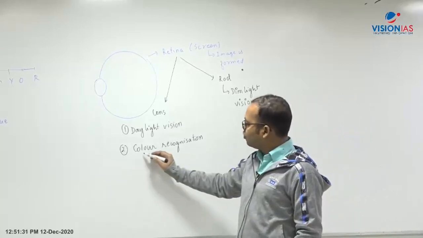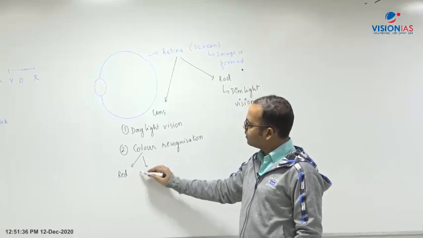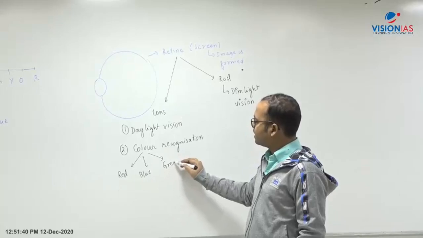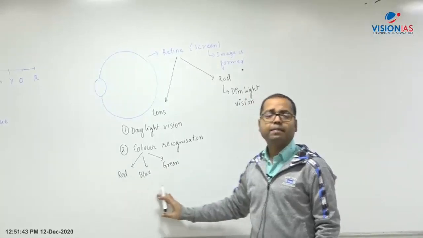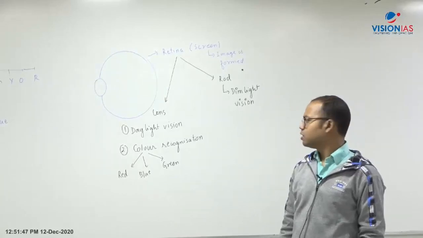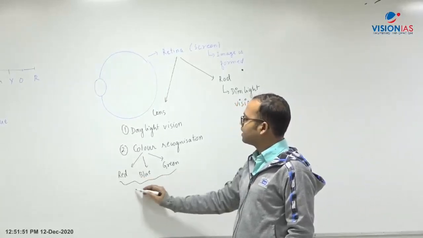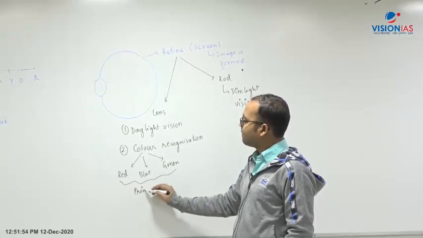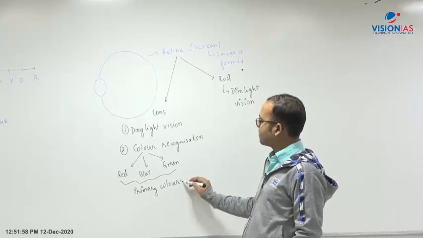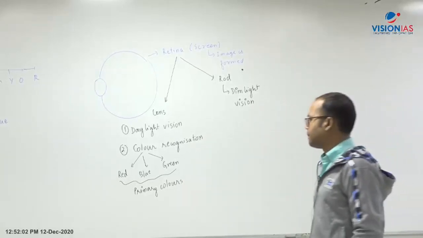The human eye recognizes only three colors: red, blue and green. The rest of the colors are determined based upon the intensity of these colors. The mixture of these colors gets formed, so only these colors are recognized. That is why these colors are also known as primary colors.